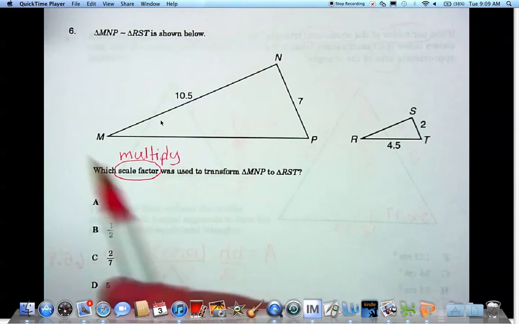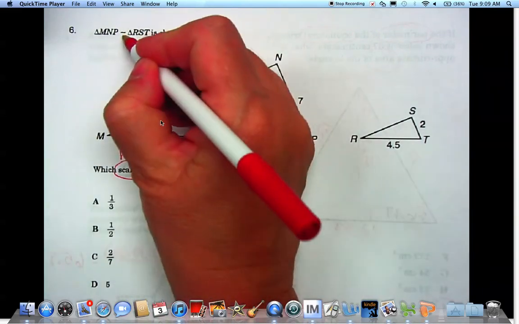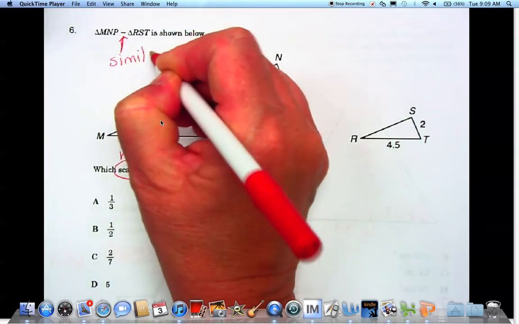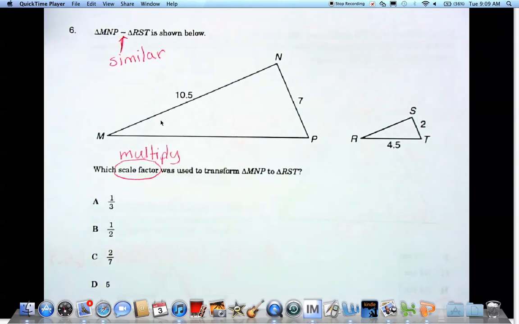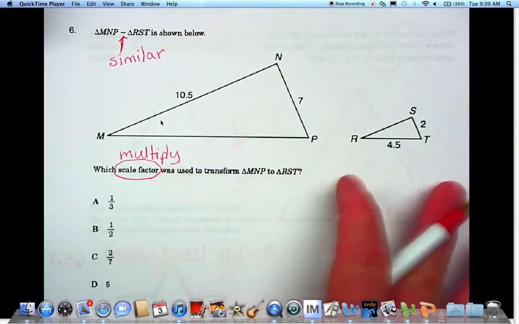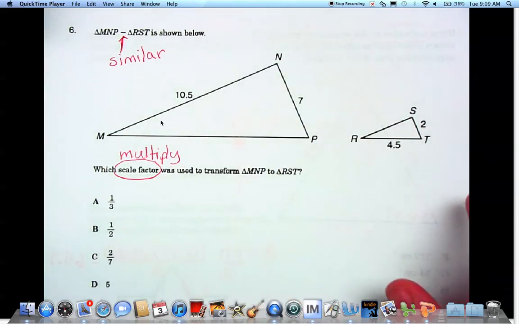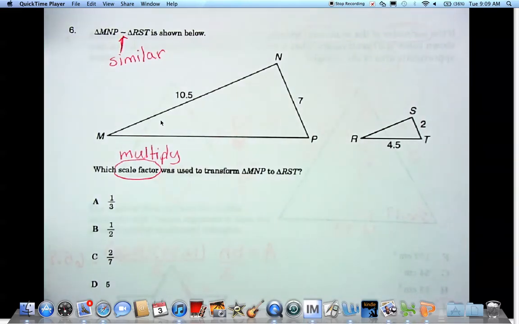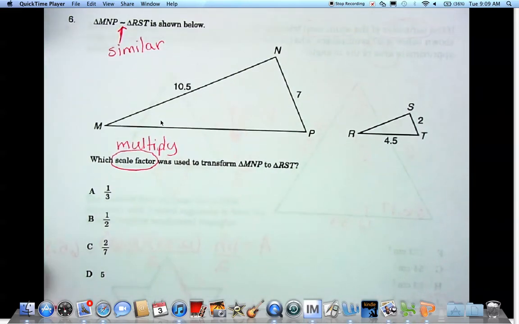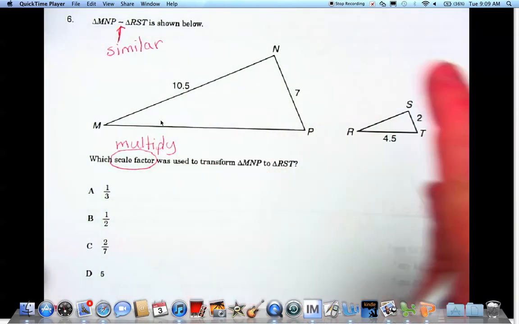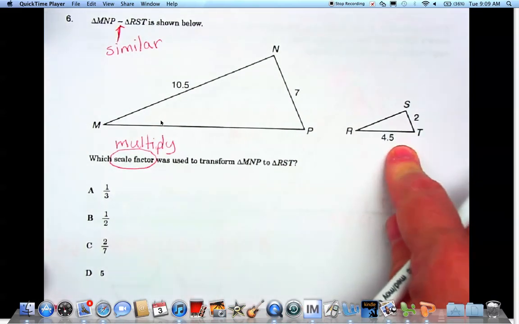Okay, this is triangle MNP. What's that little squiggly line mean? Similar. What does it mean if they're similar? They're proportional. What's the same about them? Same shape, same angles. What's different about them? The lengths of the sides. They're proportionally different. All right. What scale factor was used to transform MNP to RST?